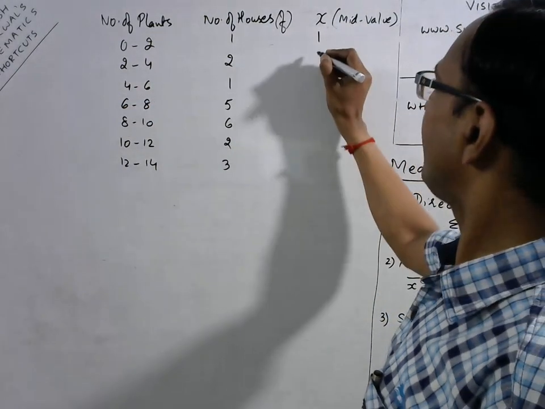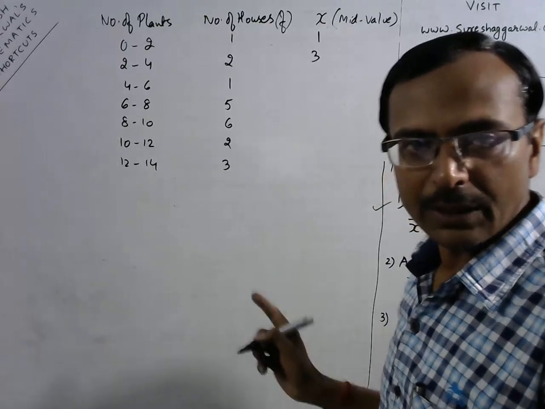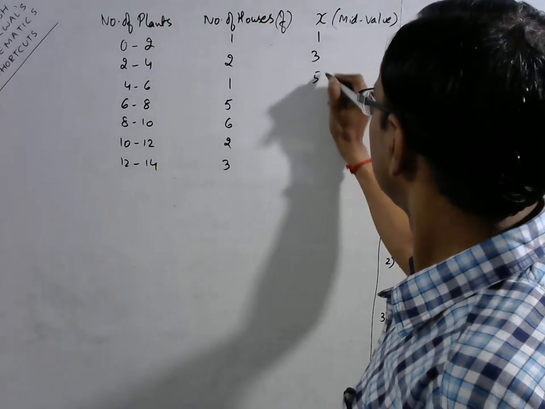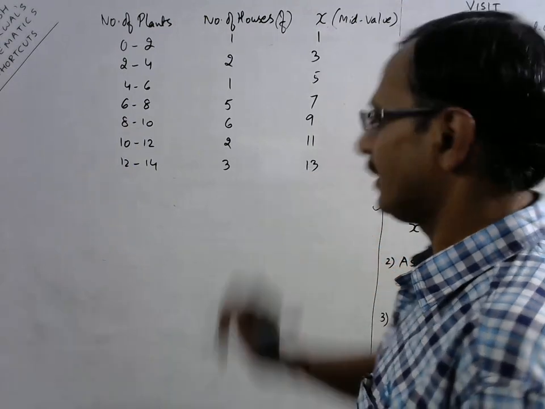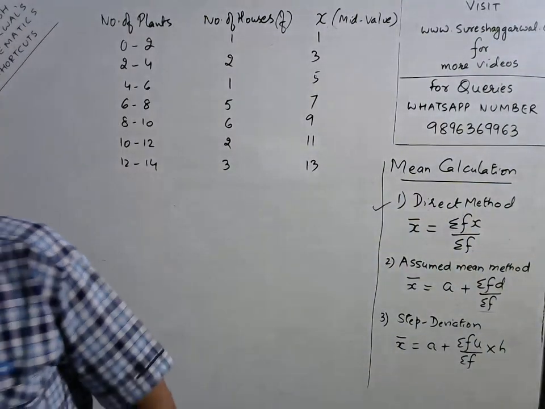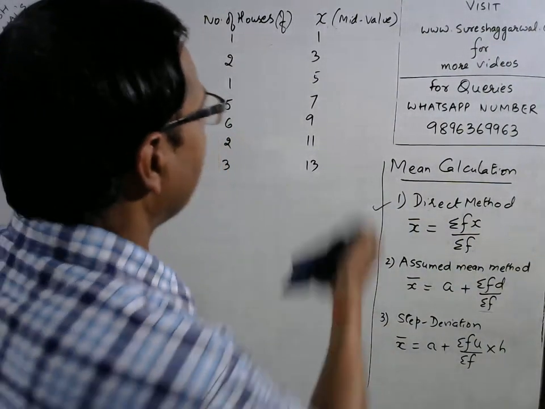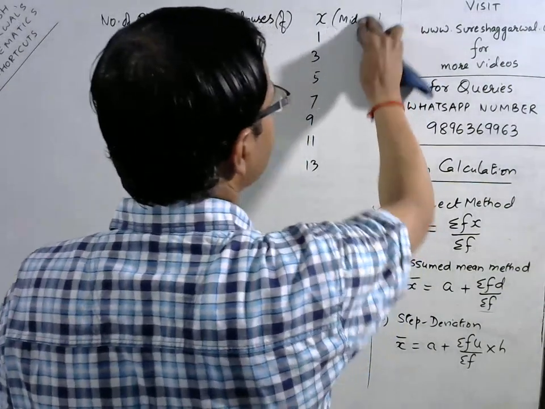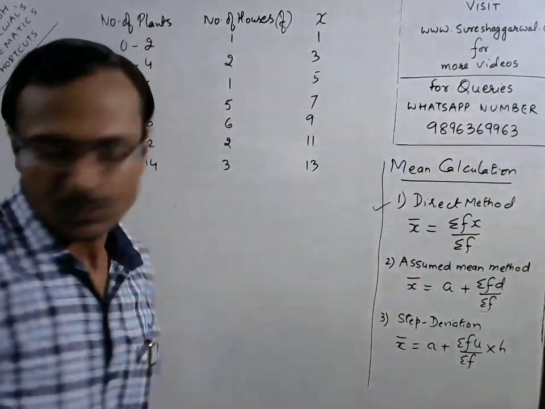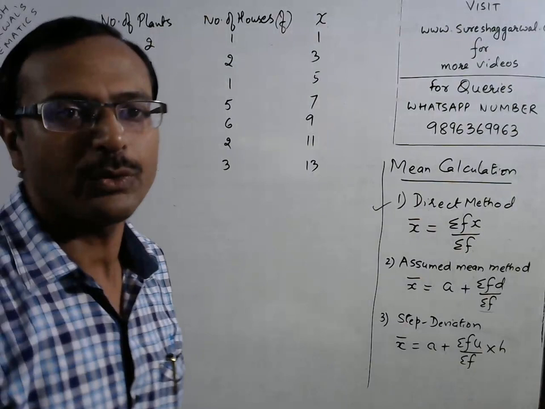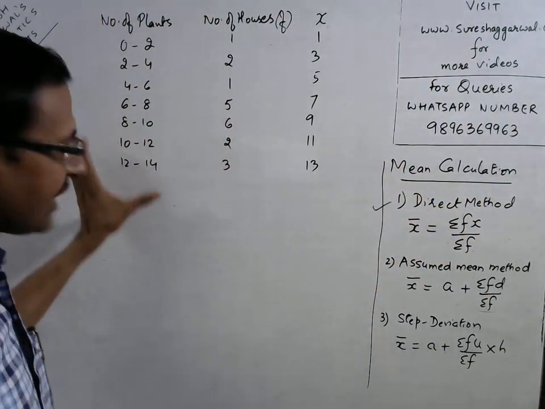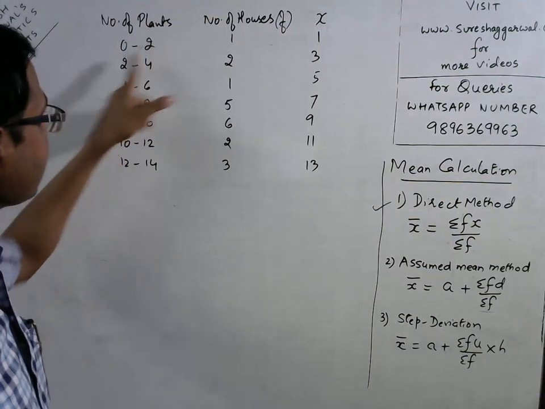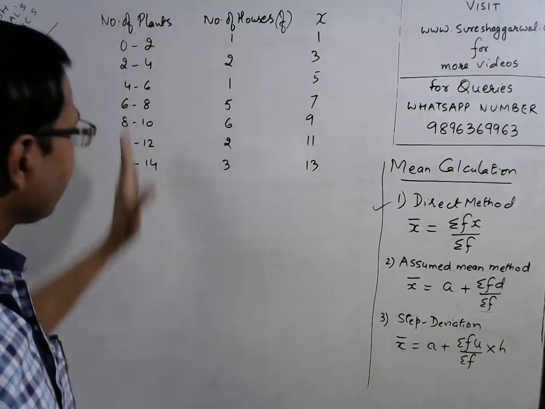And 2 to 4, mid value is 3. And likewise, you can calculate all the mid values 5, 7, 9, 11, and 13. So I have calculated all the mid values. So I'll rub this off. This was just for your reference. So this is the first column you need to make in direct method. Just check whether this data is continuous or not. Now it is continuous. So take the mid values.